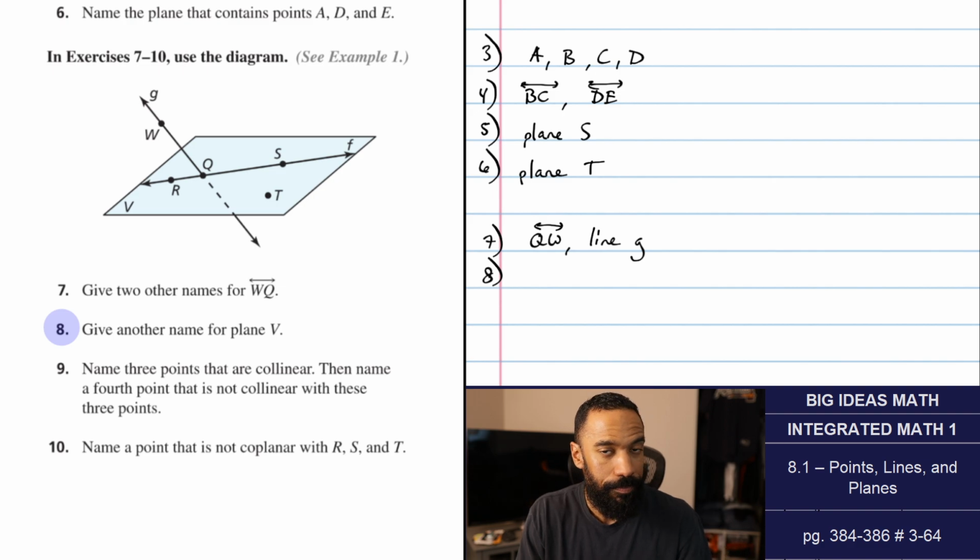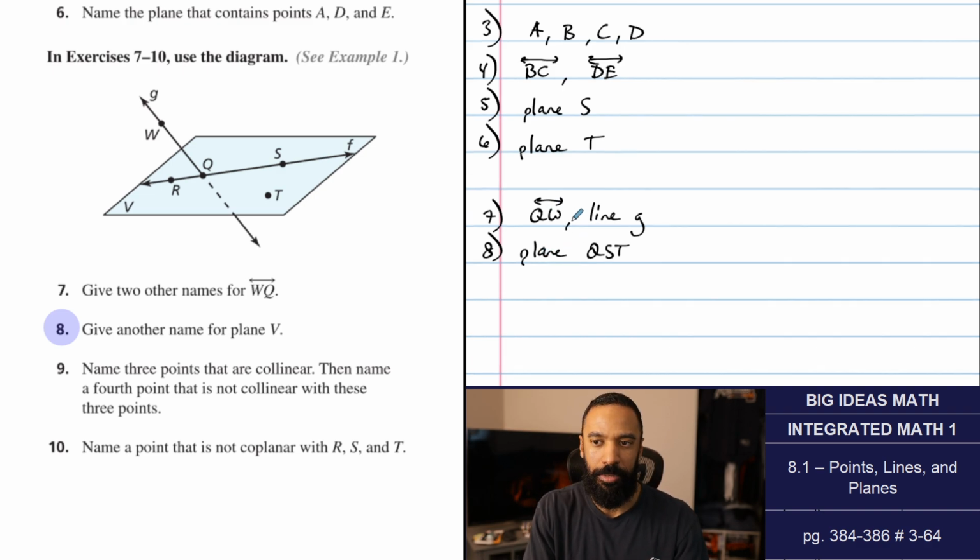And you could use 4. But I could call this plane RTS, for example, because they're non-collinear, or QST or something. They said give another name, so I'll just call it plane QST. And like I said, I don't know if it's required to actually use that word plane there, but to not confuse you for now, let's go ahead and do that. So QST. That one's pretty open-ended with a few options.